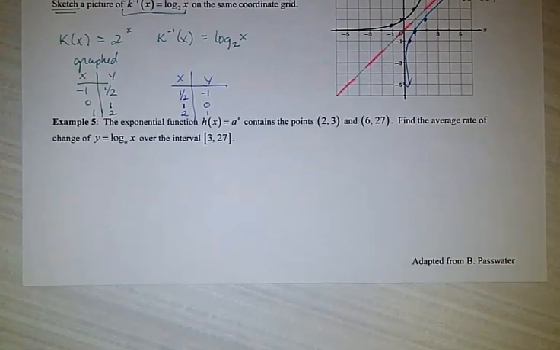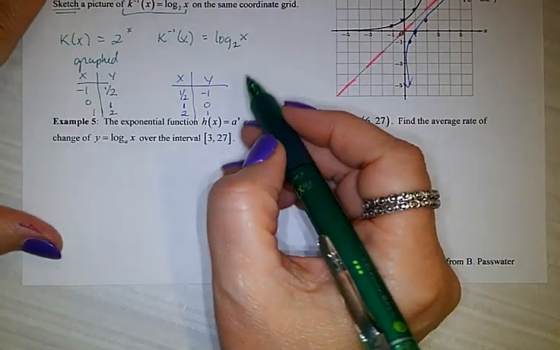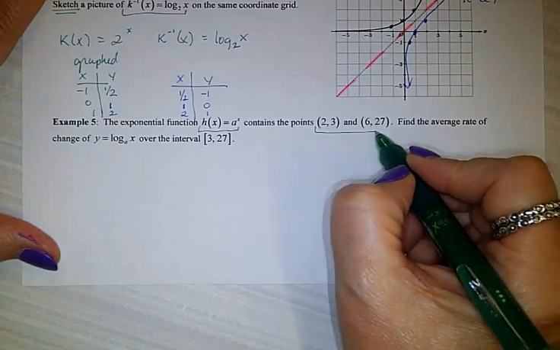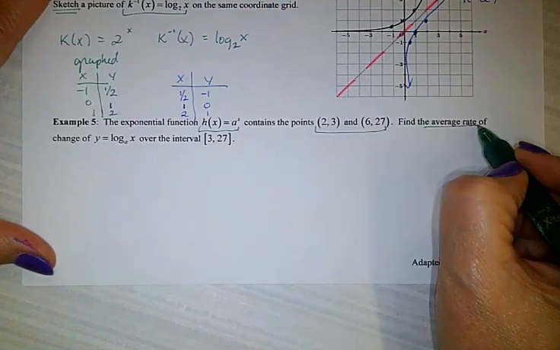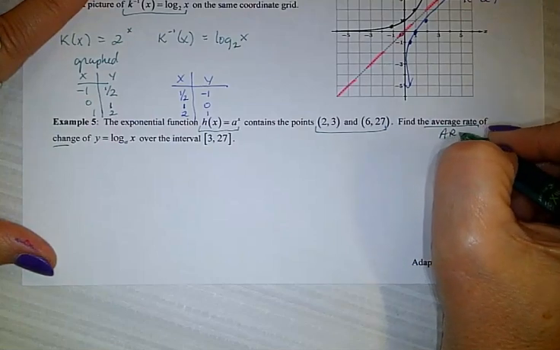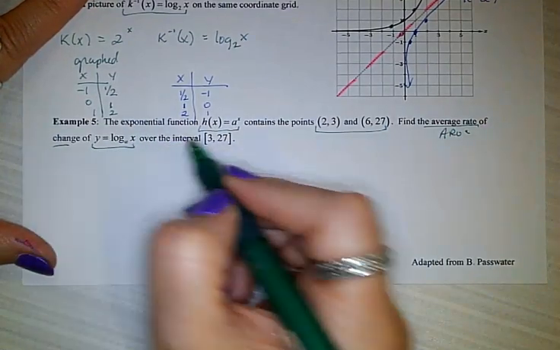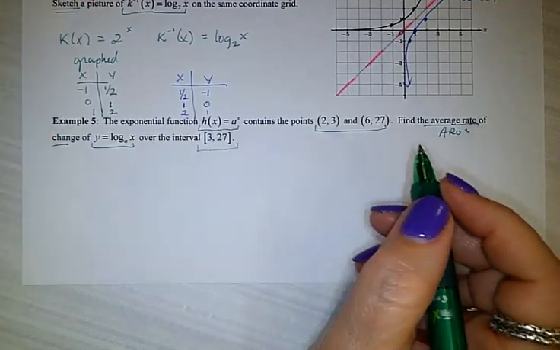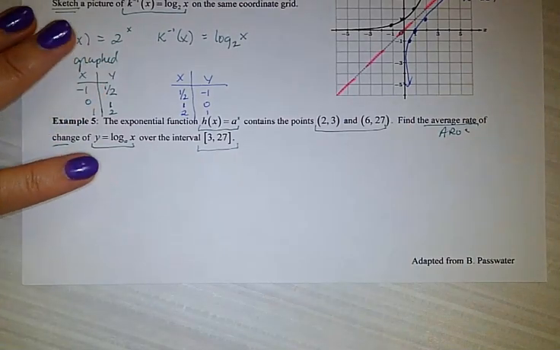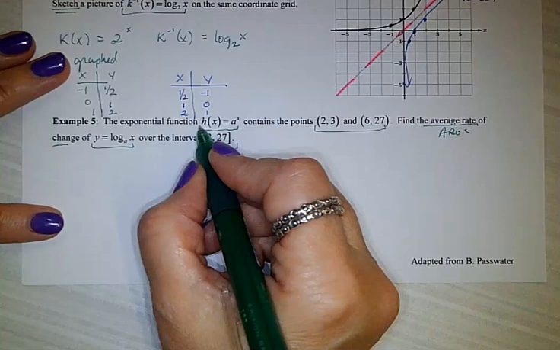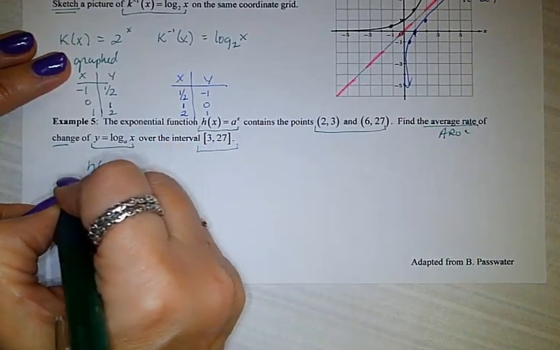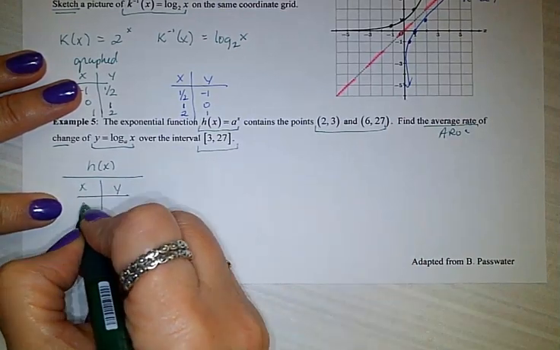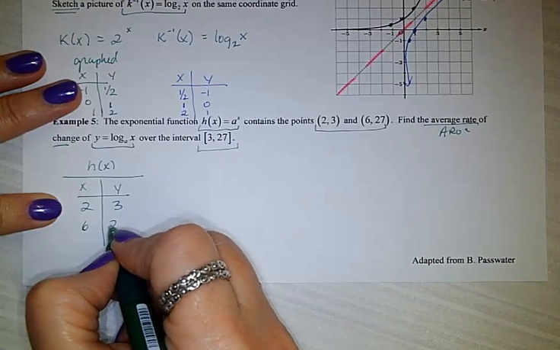So the same concept on example 5, variations, but all the same. We are given an h of x that's exponential, and it contains these 2 points. We want to find the average rate of change, so remember, that's the AROC of the log form over this interval. So we have an interval from 3 to 7. So the first thing that I want to do is figure out my points, right? So these are on the points of h. So h of x is going to have the points for x and y of 2, 3, and 6, 27.